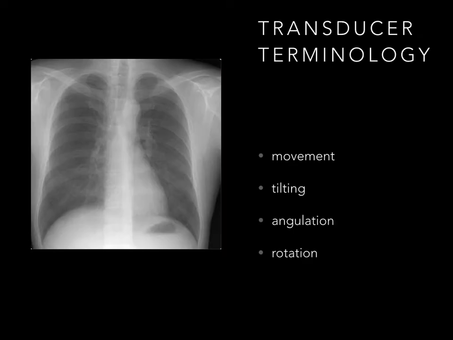The following terms are used to describe transducer maneuvers. Movement refers to actual movement of the transducer. Tilting refers to up and down movement of the transducer tail. Angulation is the side-to-side movement of the transducer tail. Rotation refers to twisting of the transducer. This can be clockwise or counterclockwise.